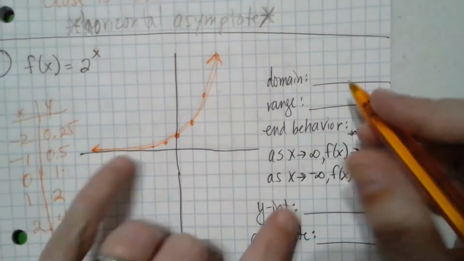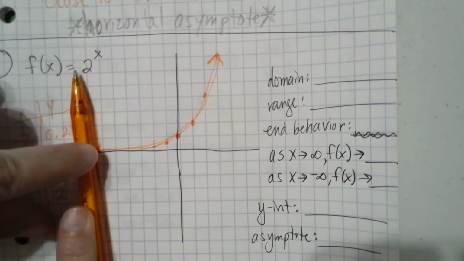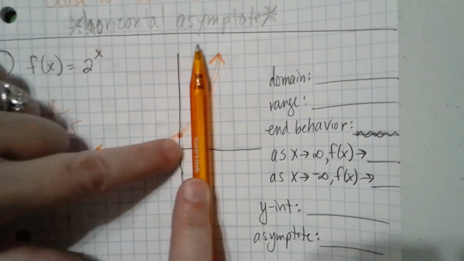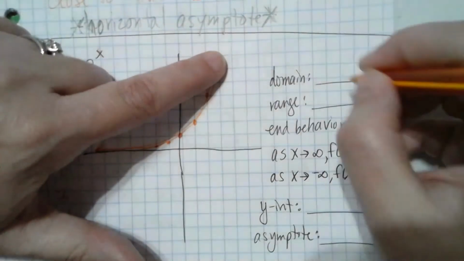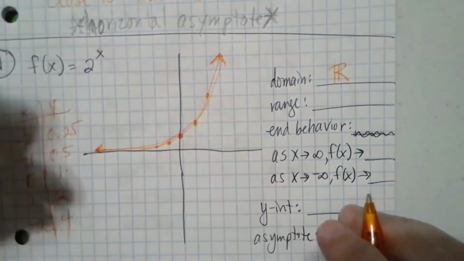Okay, so our domain are all of our x values. If we start over here, the first thing we have is an arrow, so that goes to negative infinity. And then we come this way. We don't have any breaks in our graph. It keeps going forever and ever. So this is going to be all real numbers, left to right, every x value.